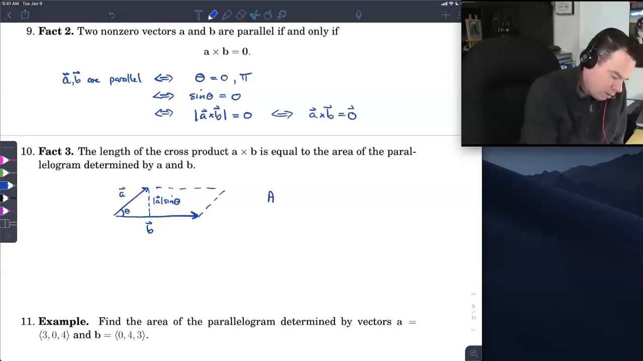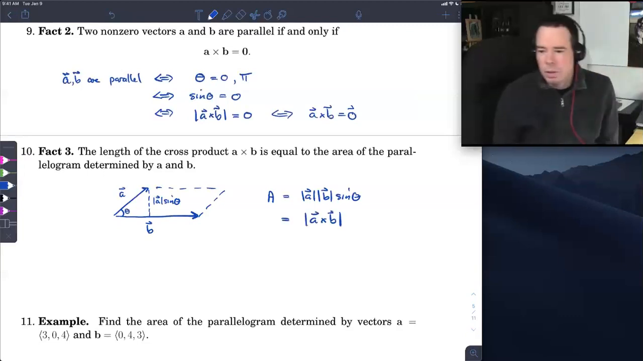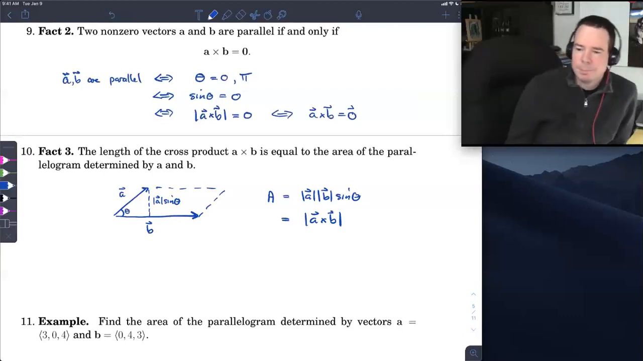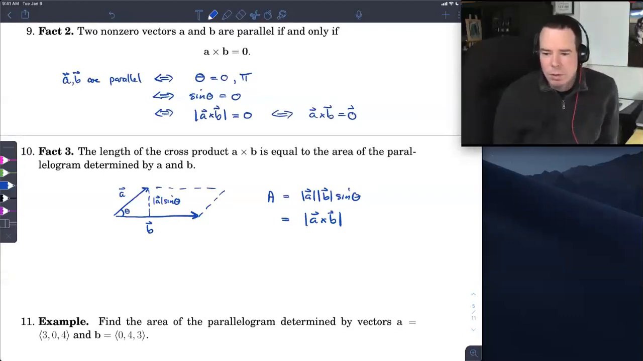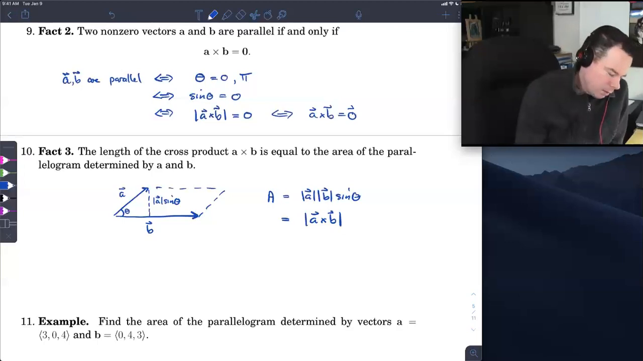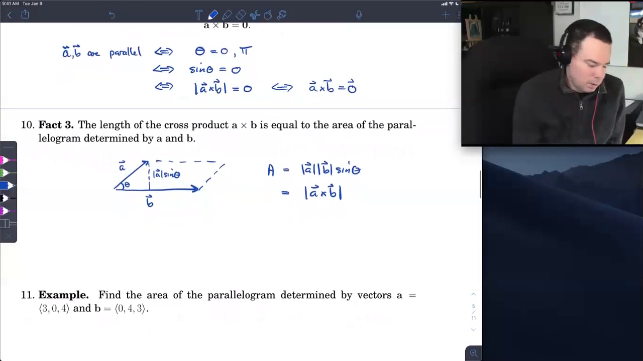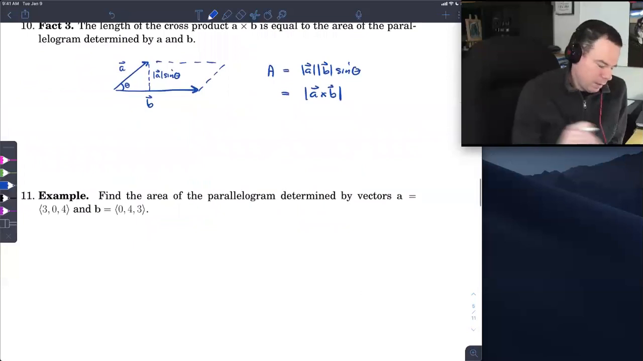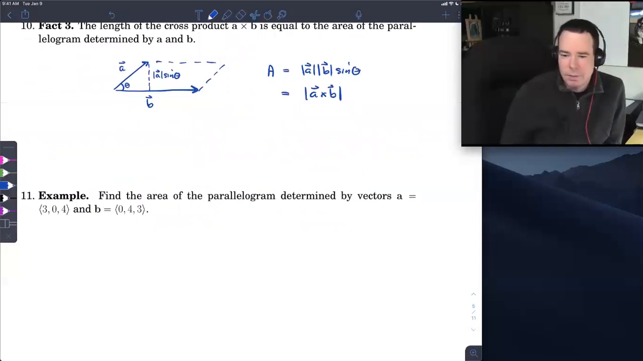And so the area would be the magnitude of A times the magnitude of B times the sine of the angle, and that we know is the magnitude of the cross product. So the magnitude of the cross product is the area of the parallelogram. So that now allows us to calculate things like the following.